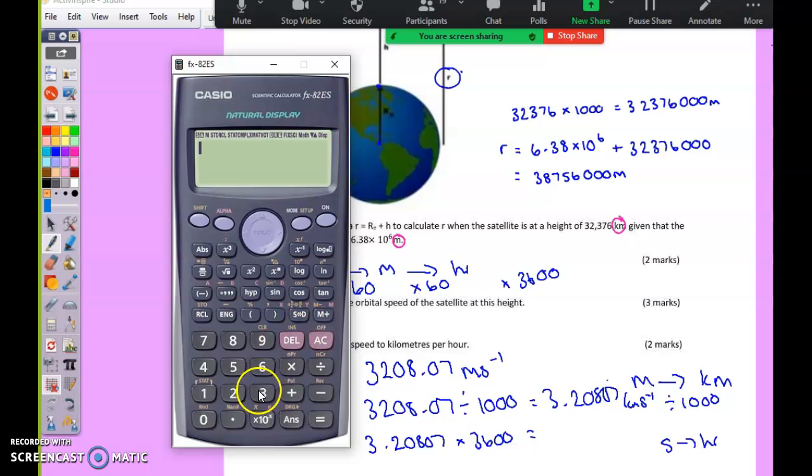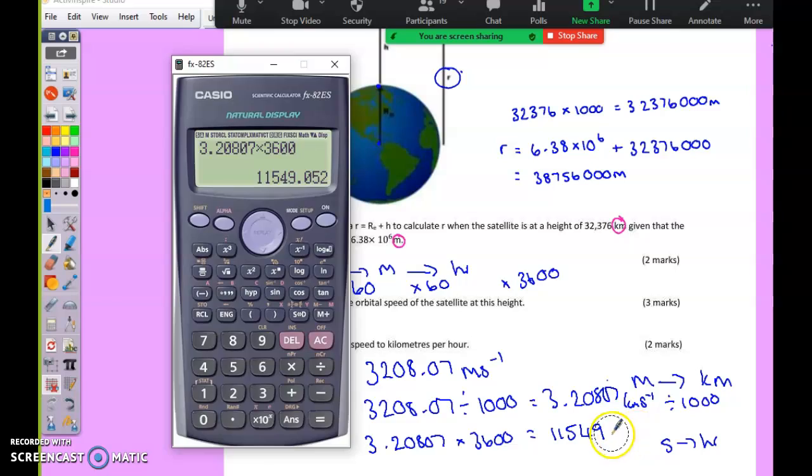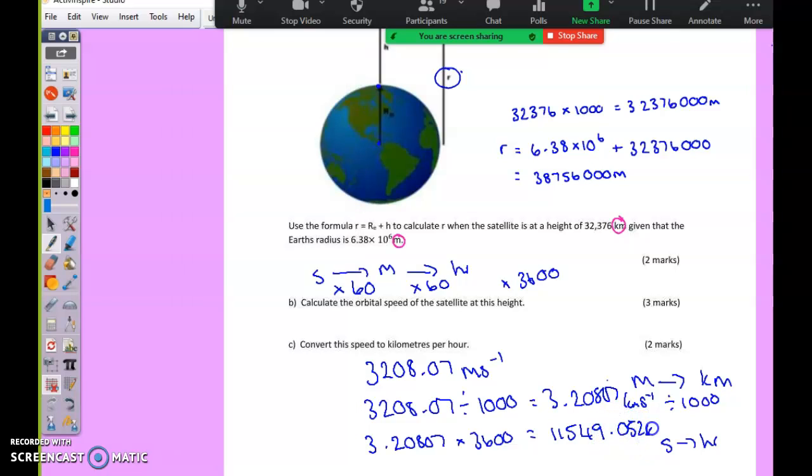Calculator. So 3.20807 times 3600, 11549.052. And that's now in kilometres per hour.